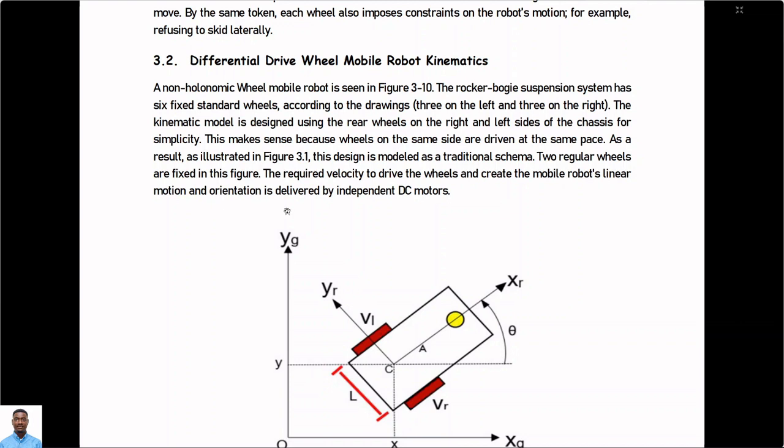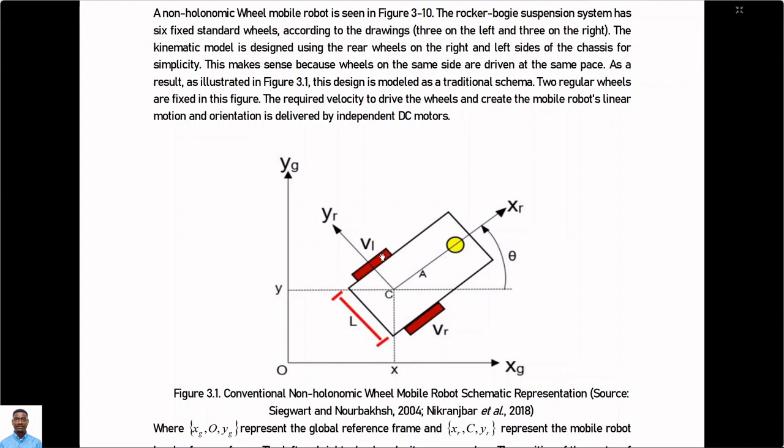Just like the image that we have here, you have the VR, that is the velocity of the wheel on the right, and also the VL, the velocity of the wheel on the left. So you have the wheel on the left and the wheel on the right, having their independent DC motors. So it becomes a differential drive. A here is the center of the robot itself, L is the distance between the two wheels, and C is the center of the two wheels.